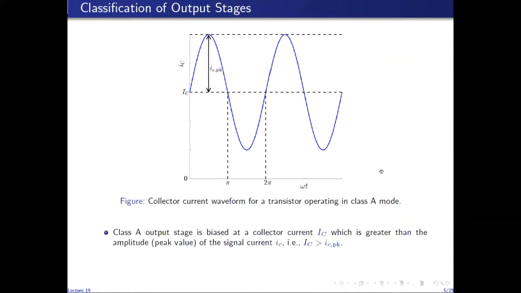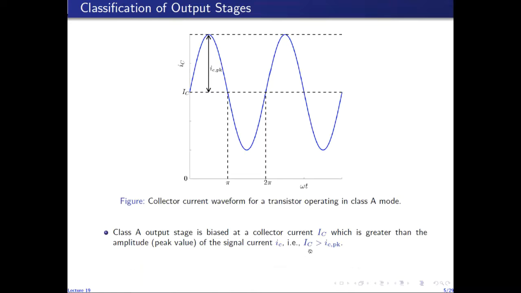So depending upon the biasing of the transistors in the output stage, there are different types of output stages. The first type is called the class A output stage. The transistors in a class A output stage are biased at a collector current IC which is greater than the amplitude or the peak value of the signal. That is, the peak value of the AC signal is smaller than the biasing current.